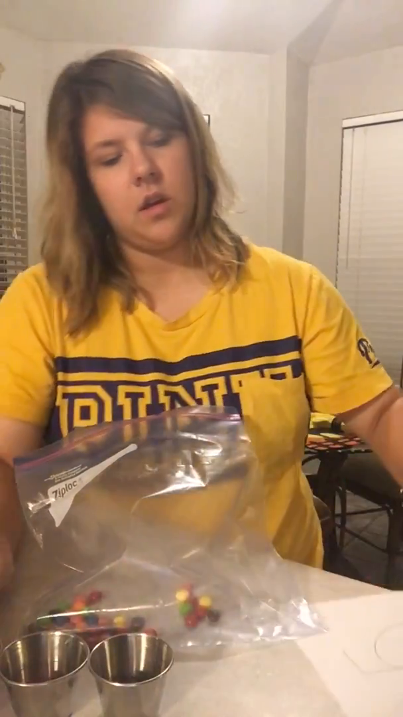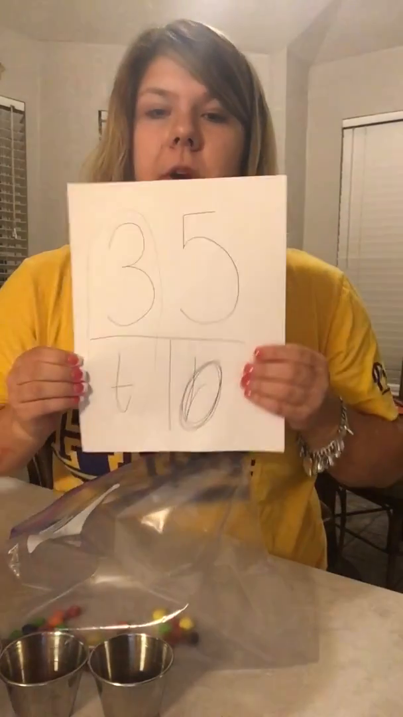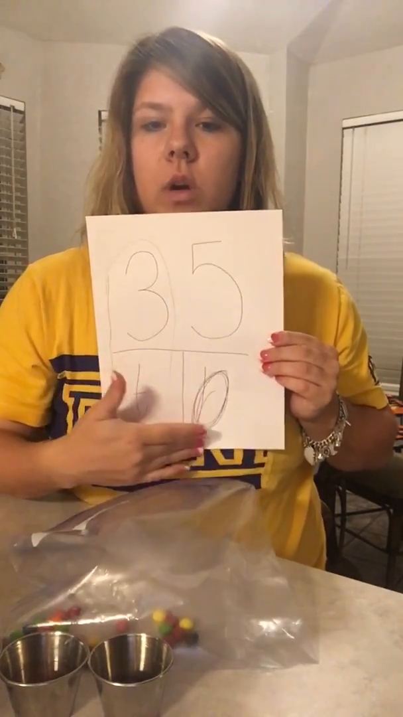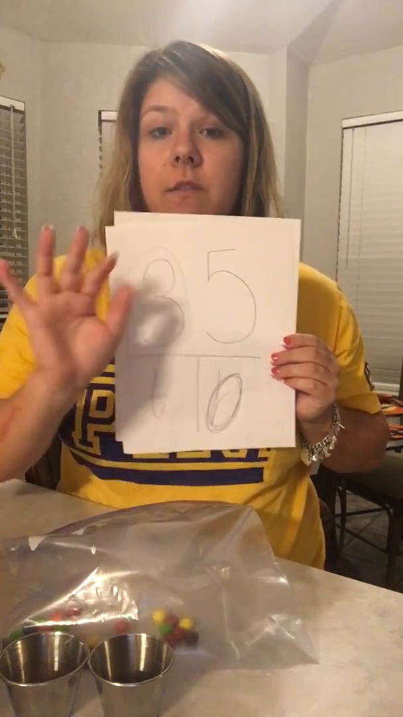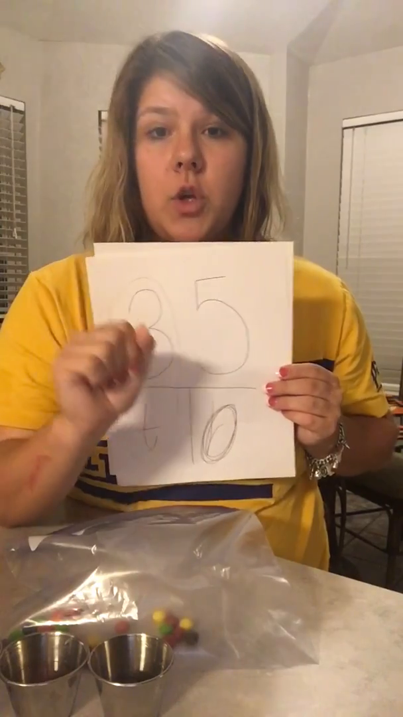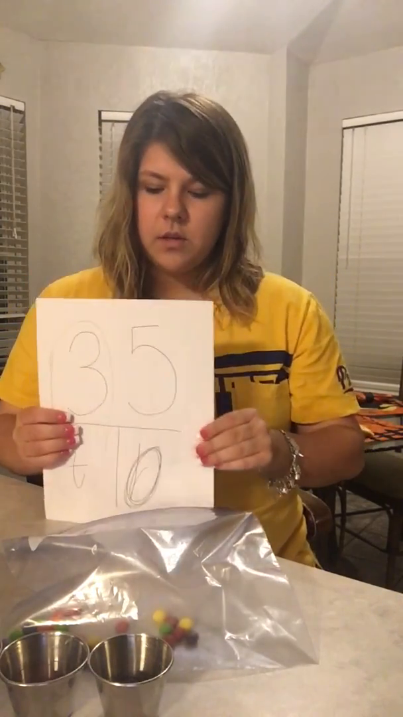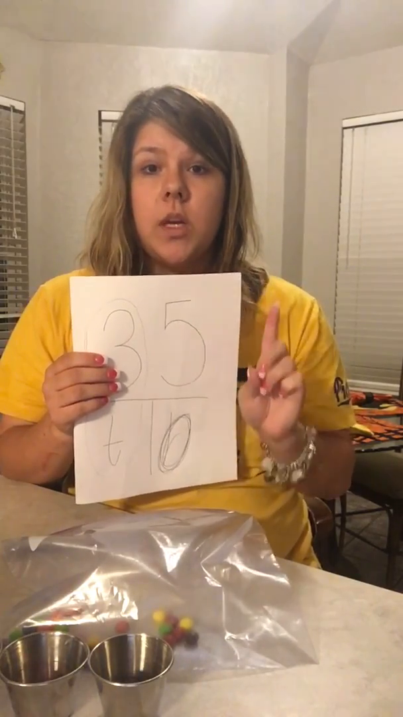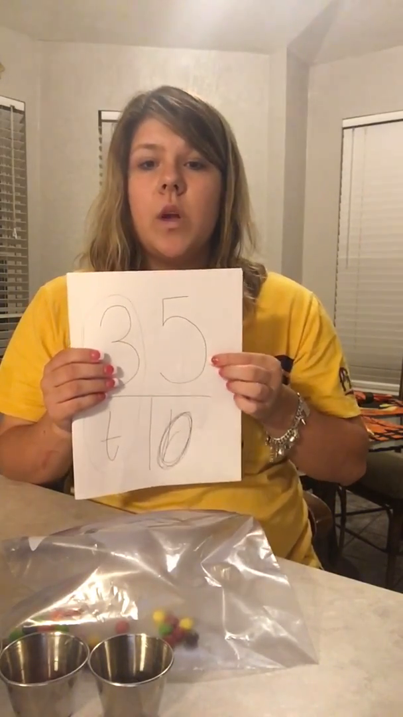Okay? Now we're going to refer back to our T-chart. In our ones place, it shows that we have 5. And 5 translates to 5 units, and a unit equals 1. So we are looking to count 5 Skittles.